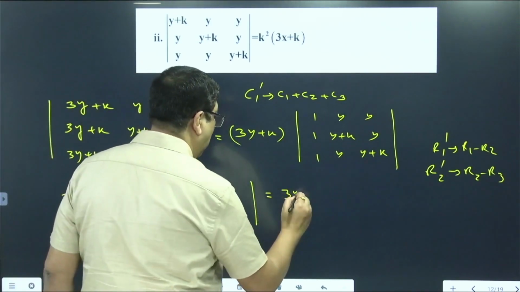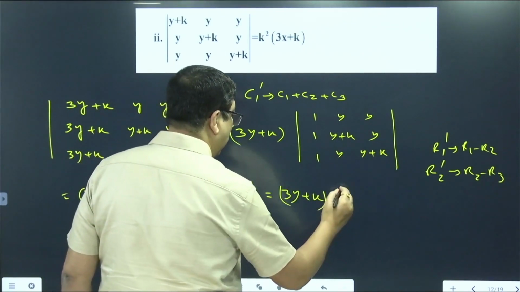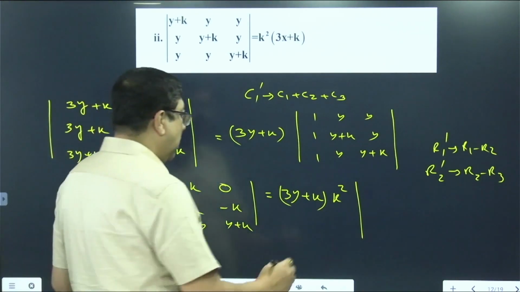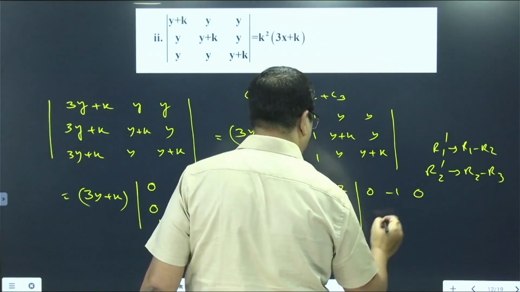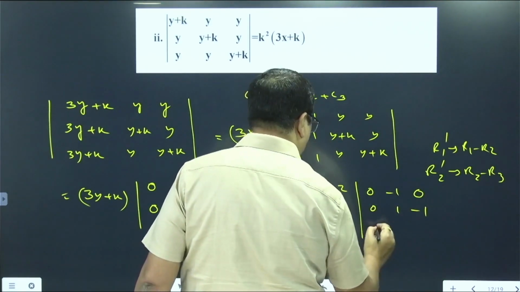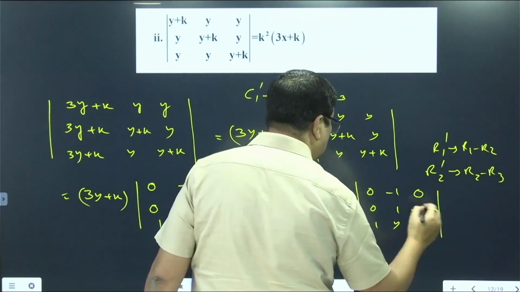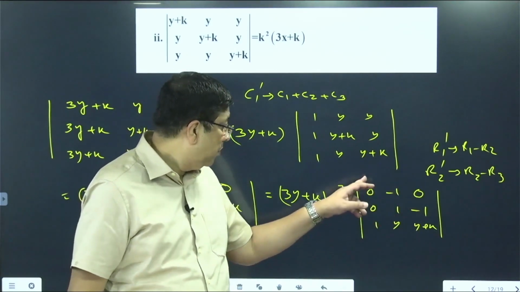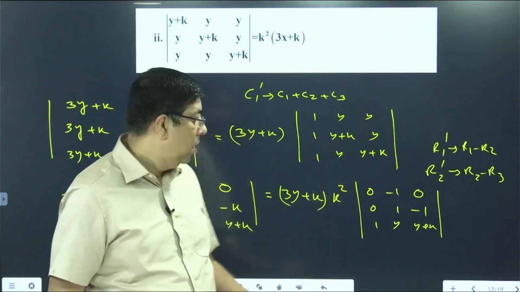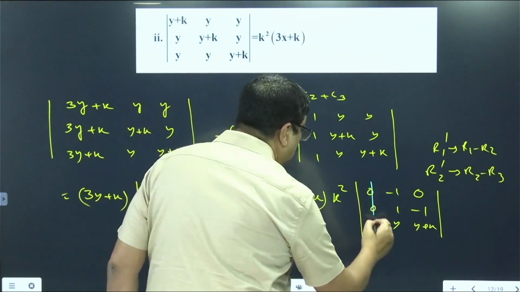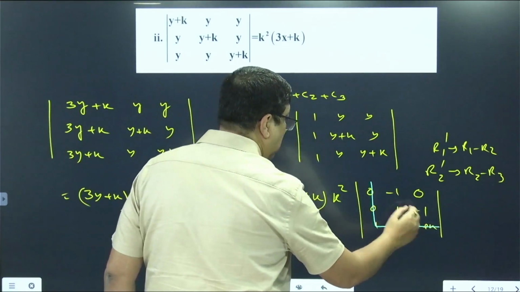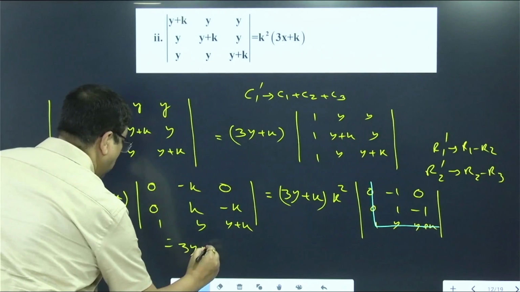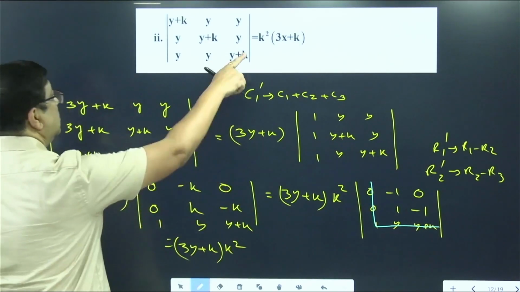Therefore we can write 3y plus k. There are 2 k, that is k square, 2 number of k. From row number 1, 1 k. From row number 2, another k. So we are getting 0 minus 1, 0, 0, 1 minus 1, 1, y plus k. Now if we expand through the column number 1 or row number, as you think better, just minus 1 into minus 1, that is 1 minus 0. So final answer is coming to be 3y plus k into k square, which is the proof.